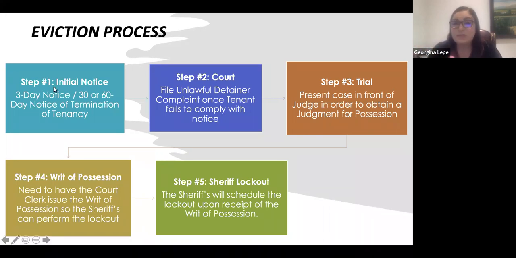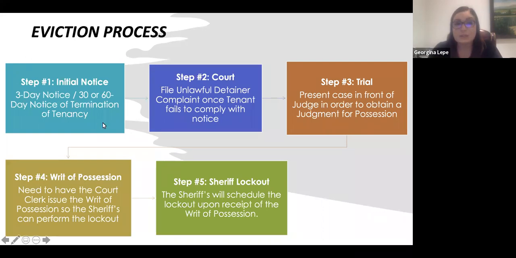As many of you have already heard, some cities and counties are preventing landlords from serving a 3-day notice to pay rent or quit during this pandemic. So that is the first roadblock that you as a property owner or property manager have encountered, because the cities or the counties are saying, wait a minute, we're in a pandemic. You cannot serve a 3-day notice to pay rent or quit. Some cities are preventing property owners from serving a 30 or 60-day notice of termination of tenancy. Others are not. So this is the first step, the initial notice.